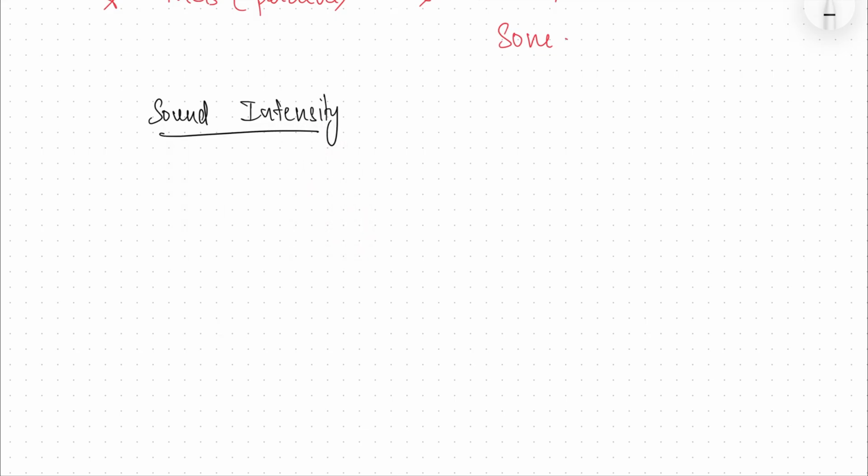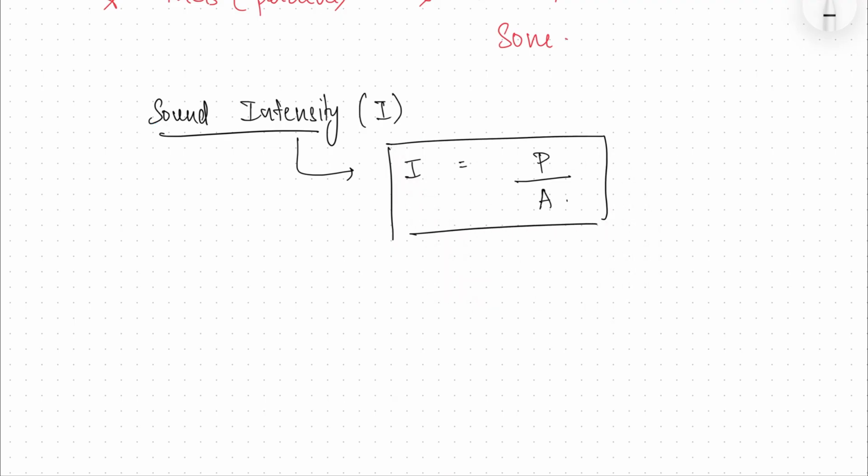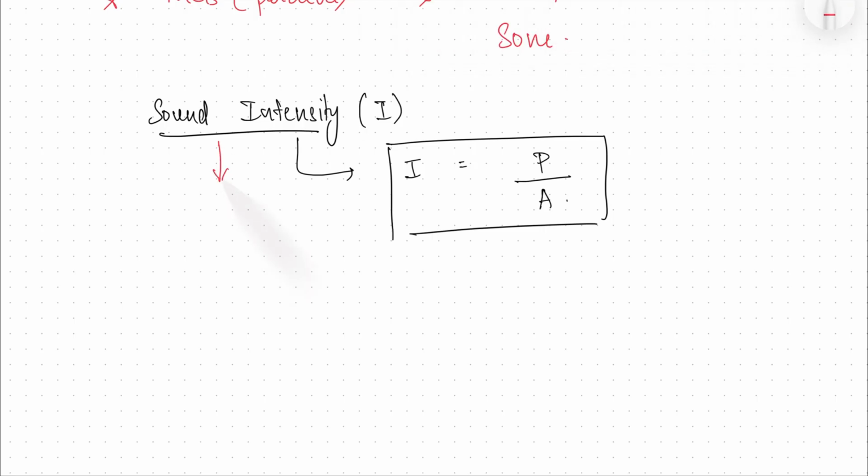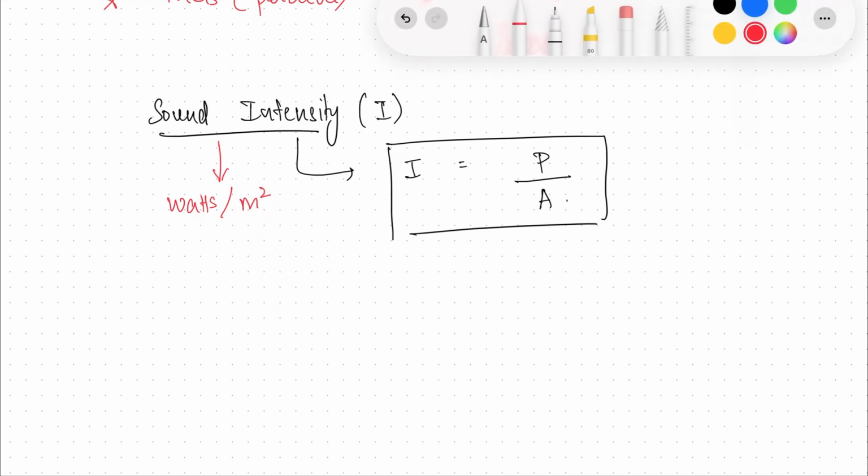Sound intensity is represented as I. It is basically the power of the sound divided by the area on which it is incident. So I is equal to power by area, and the unit of sound intensity is watts per square meter.